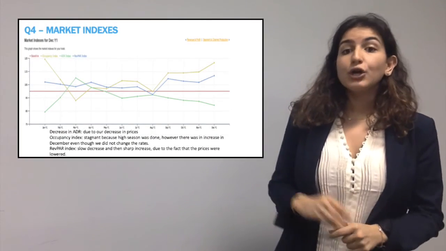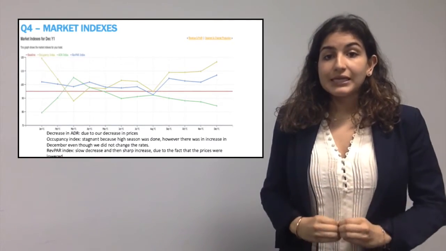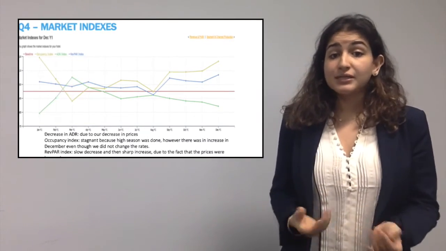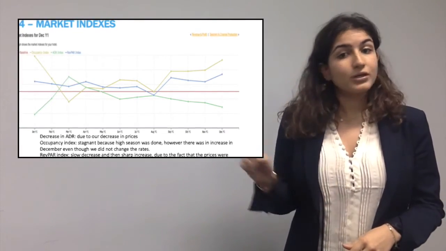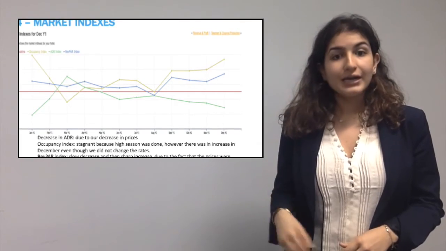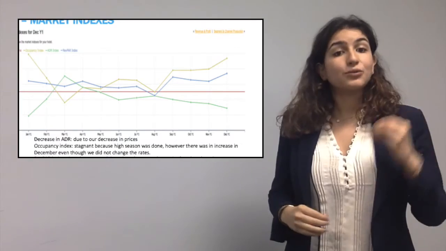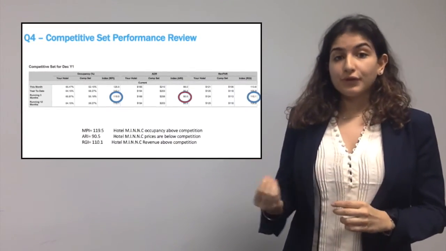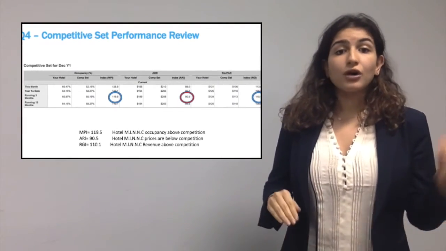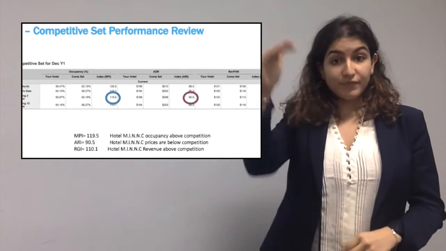According to the market index graph at the end of the fourth quarter, we can deduce that the decrease in ADR was due to our decrease in prices, and the occupancy index was stagnant because the high season was done. However, there was an increase in December, even though we did not change the rates. As for RevPAR index, the slow decrease and then the sharp increase was because we decreased the prices. Finally, according to the competitive set for the end of the month, we maintained our strategy of ARI below the competition and MPI as well, as RGI above the competition.